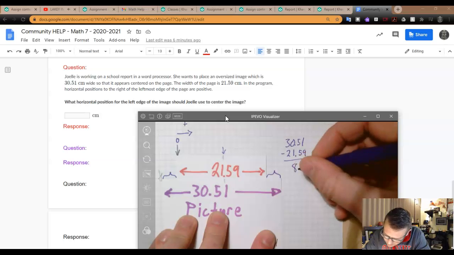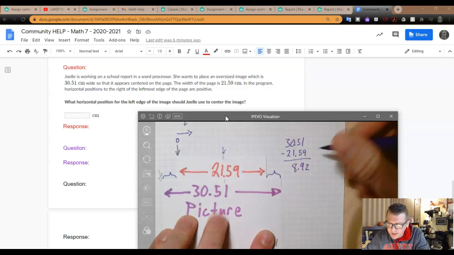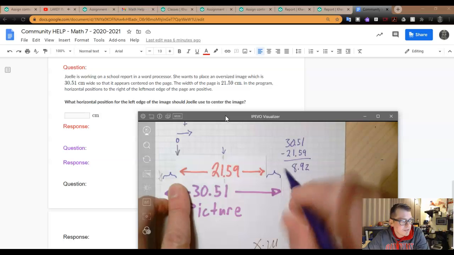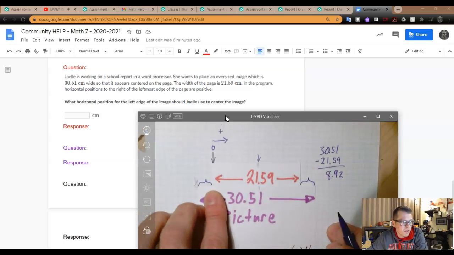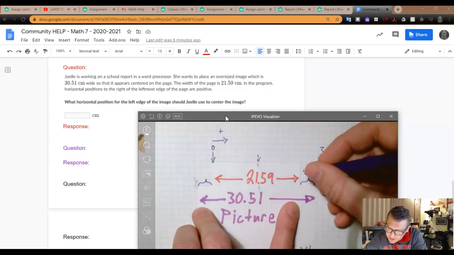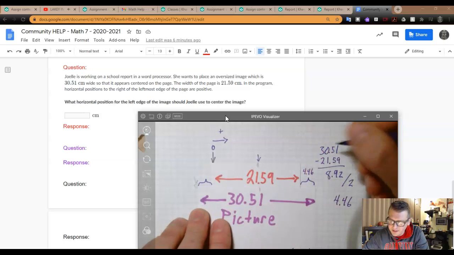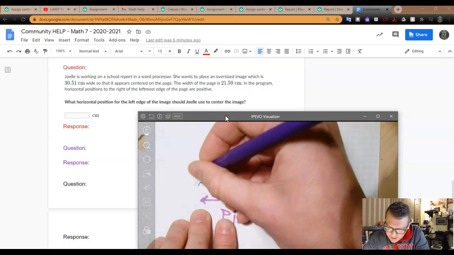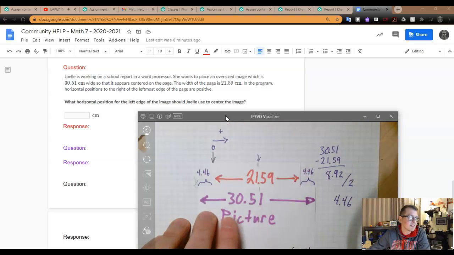So that gives us 8.92. Now the thing is, that's both gaps, right? So if we want to talk about just one of our gaps, we're going to have to take that value and divide it by 2 to split between the two sides. So again, in your calculator, just hit divide by 2, and we get 4.46. So what that tells me is there's going to be an overhang of 4.46 on this side and an overhang of 4.46 on this side.